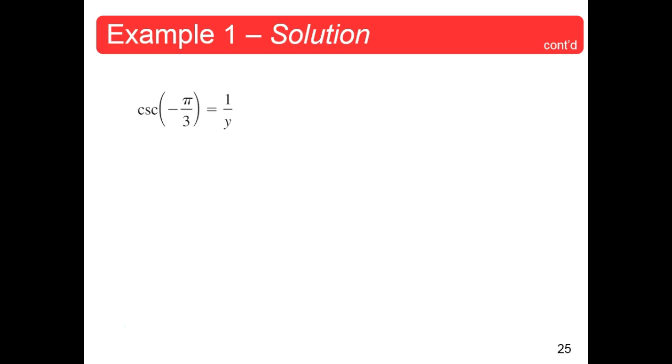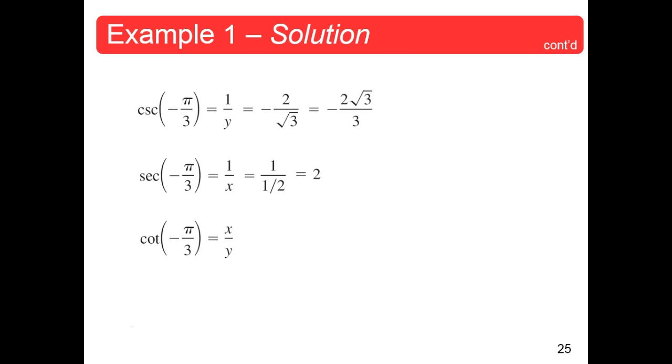Now they go to cosecant, which would be 1 over the Y value, which is negative 2 root 3 over 3. The secant is 1 over the X value, which would be 2. And the cotangent is X over Y, which is reciprocal of the tangent, and that would be negative 1 over root 3, which would be negative root 3 over 3. Any questions? Does that make sense? These are fairly straightforward, but is there anything that's fuzzy to you? You don't know why they're getting something? All make sense? Okay.